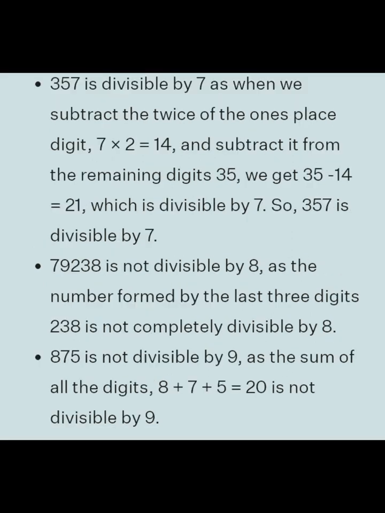357 is divisible by 7 because when we subtract twice the ones place digit, 7 times 2 equals 14, from the remaining digits 35, we get 35 minus 14 equals 21, which is divisible by 7. So, 357 is divisible by 7. 79,238 is not divisible by 8, as the number formed by the last three digits, 238, is not completely divisible by 8. 875 is not divisible by 9, as the sum of all the digits, 8 plus 7 plus 5 equals 20, is not divisible by 9.